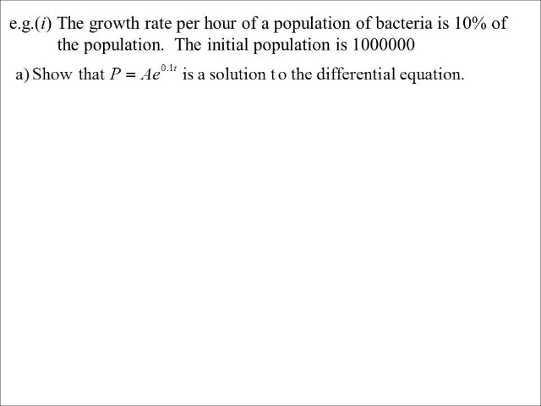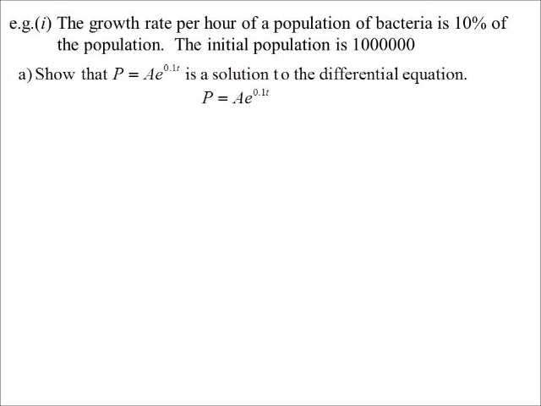So rather than going through and starting with dP/dT and integrating it like I did, we're starting with the answer and showing it satisfies the initial equation. The one they've given us is P equals A e to the 0.1 t, where the growth rate is of course 10%, or 0.1. If I differentiate that, I get dP/dT is 0.1 A e to the 0.1 t, but hey, P is A e to the 0.1 t. So dP/dT equals 0.1 P. So it satisfies the problem. The growth rate is 10%, or 0.1, of the population.